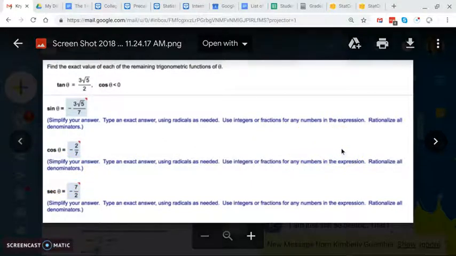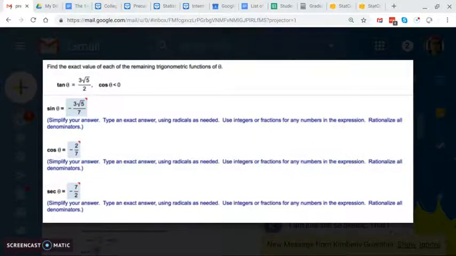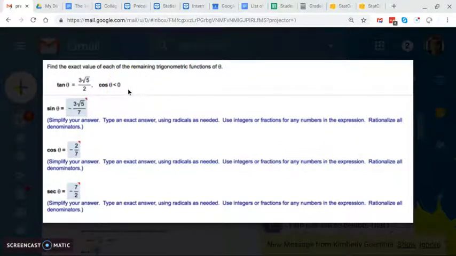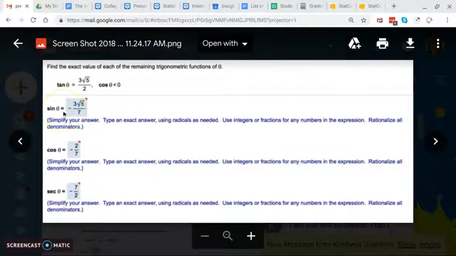Okay, I just want to talk about question 6 right here. They're going to give you the value for one of the trig functions of theta, and then a restriction that the cosine is less than 0. And you'll see why that's going to be important in a second. And then they ask you to just find the sine, the cosine, and these reciprocal trig functions. Those are new. Those you haven't seen on Khan Academy, but they're really easy. I'll show you in a second.